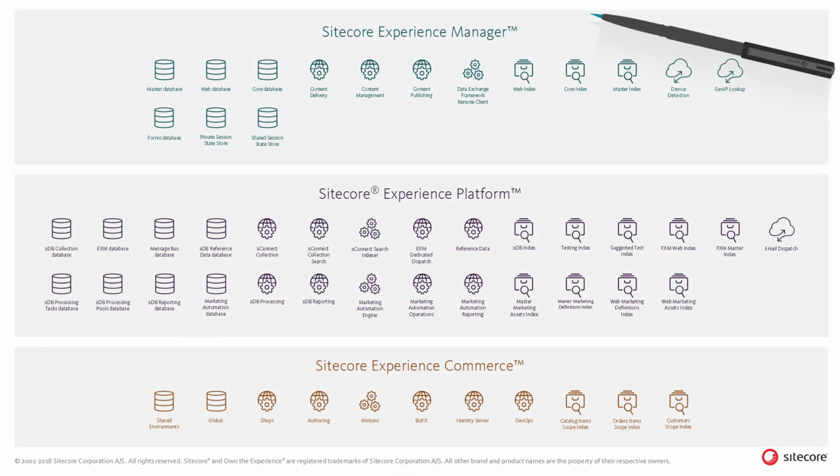The Sitecore 9 product series consists of three major products: the Sitecore Experience Manager, the Sitecore Experience Platform, and finally Sitecore Experience Commerce. Each of the Sitecore products contains a number of logical entities, which together with a number of cloud services forms the entire functionality of the Sitecore platform.